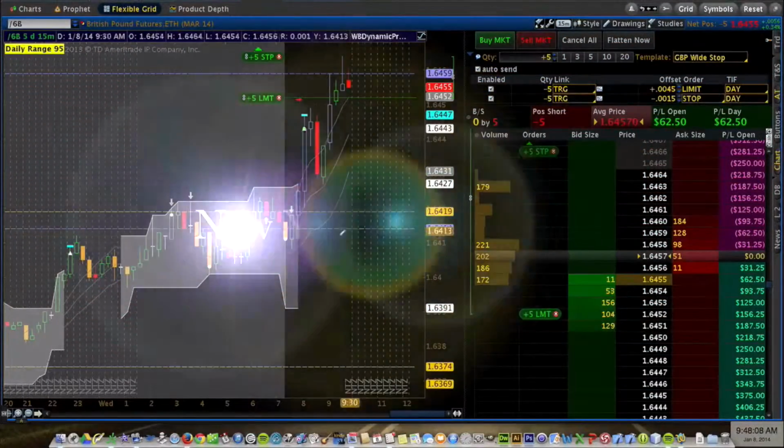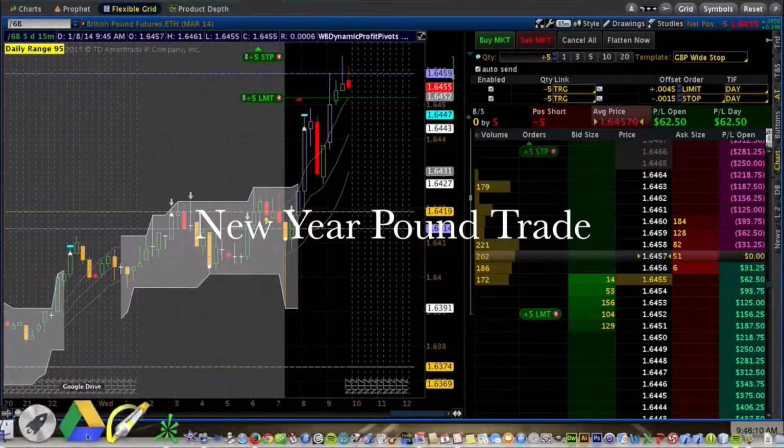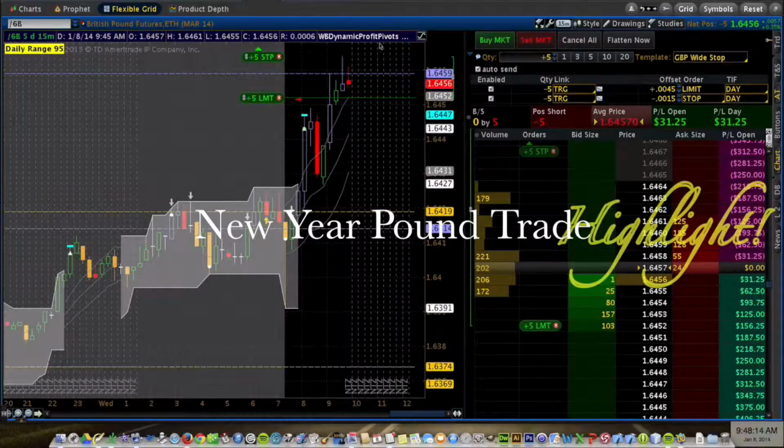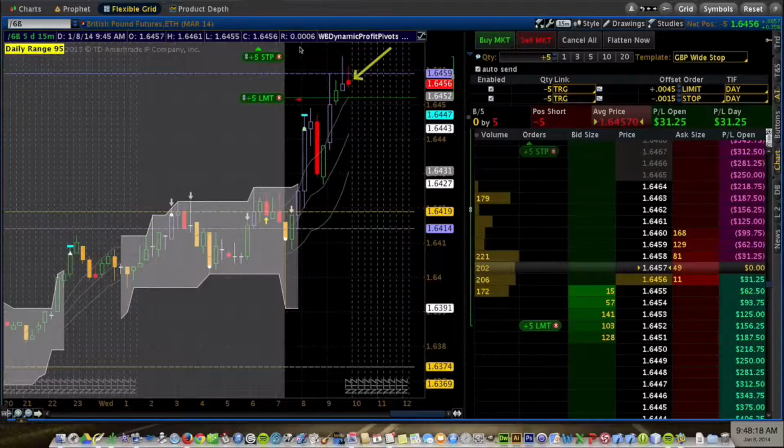This is Bill, and we're in a trade here on the British pound, 5 contracts. I went short on this red bar after this purple bar because we have pierced the upper profit pivot, the roof. I am targeting the upper Keltner channel here.